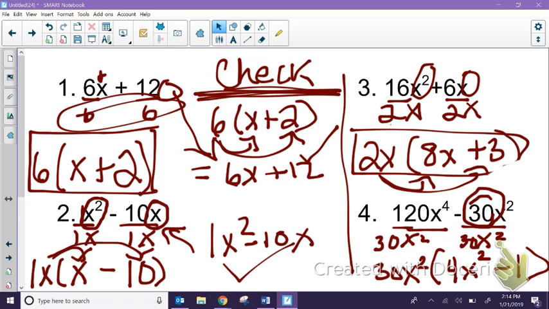This is a brief lesson on factoring with GCFs. All you're doing is dividing. Dividing. That's it. Okay?